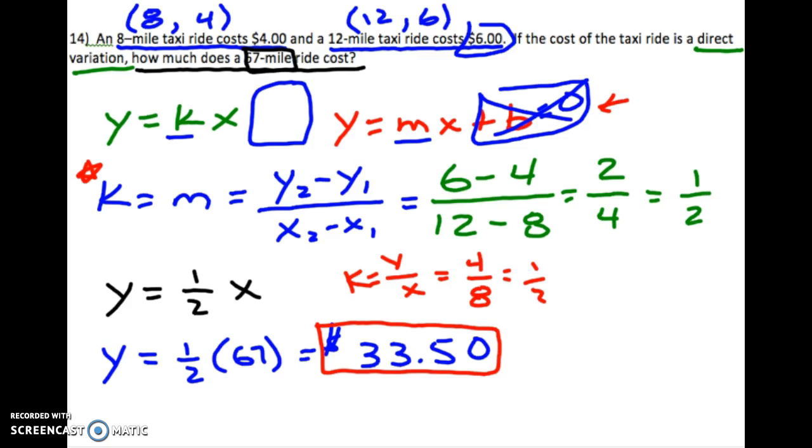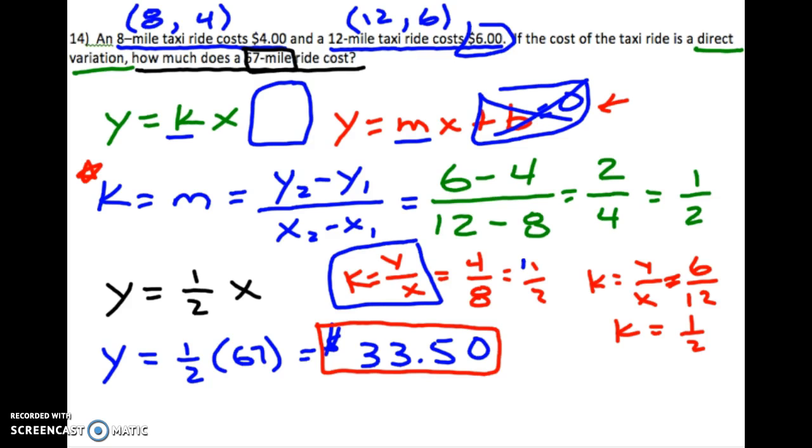If we had done it the other way with the 12-mile one, the 12-mile ride cost us $6. So in this case, the k also would have been 1/2. So only in direct variations can you get away with the fact that you don't necessarily have to subtract, you just need to divide the y and the x. Because in either case, we would have gotten 1/2, which was the same as we got when we found the slope the normal way.